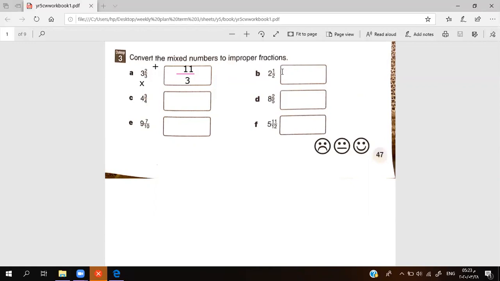Let's try B. I'll make it into an improper fraction. The denominator stays as it is, which is 2. Here I will also write a 2. Okay, how am I going to find the numerator? Again, multiply down and then add up. Let's multiply down. 2 times 2, 4. Okay, let's add up. Plus 1. 4 plus 1 is 5.